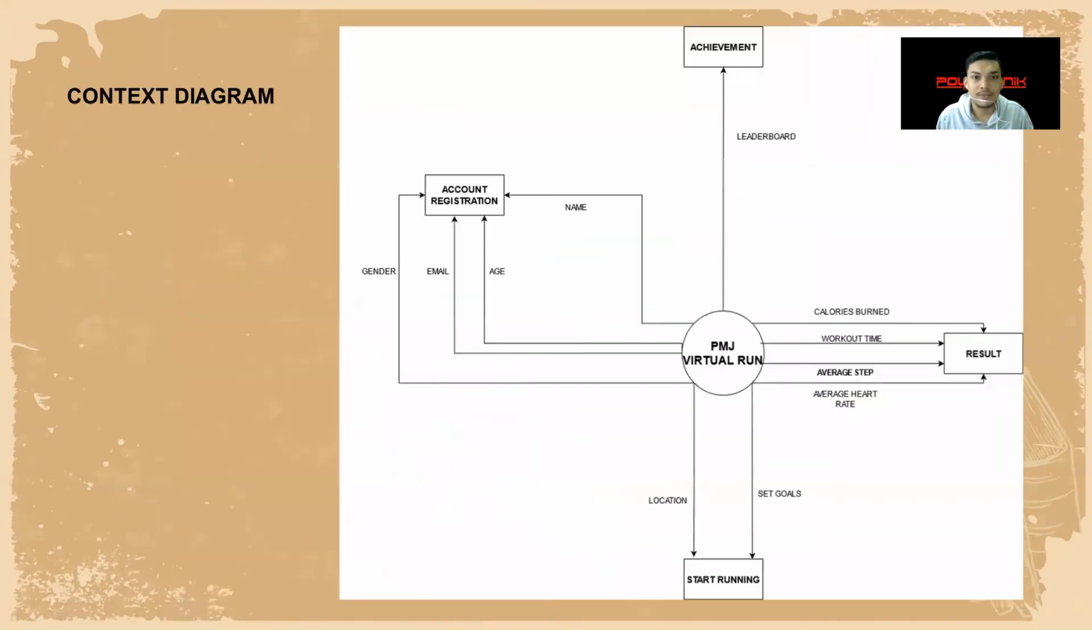So next, the context diagram. The middle is PMJ virtual run, and it goes to leaderboard, get achievement, and calories burn, workout time, average step, and average heart rate. Go to the result. Then the account registration for PMJ virtual run, and start running.